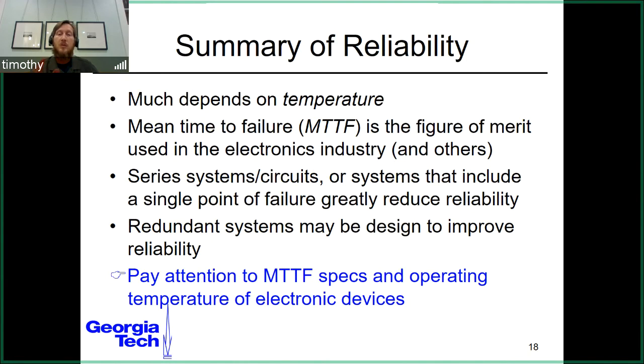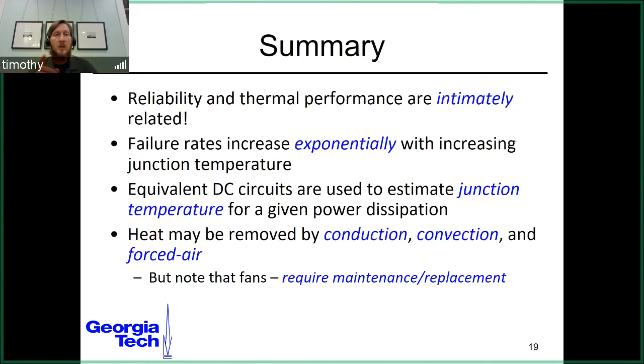Don't exceed their max. Don't even push their max. So back it off a little bit. It'll really make your devices last longer. Reliability and thermal performance are intimately related.